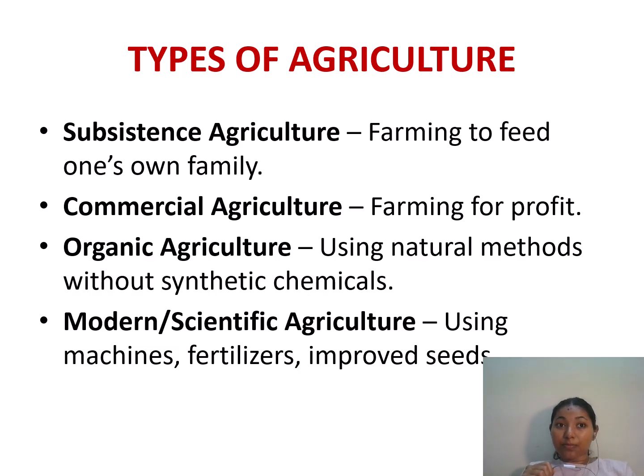Then modern scientific agriculture. What is it? Using of machines. What used to happen earlier? Farmers did all the labor work. So it takes a lot of time to produce a large amount of crop or anything we are producing. So that's why modern culture came. Machines came, fertilizer came, improved seeds came, so that we can get higher production in less time, like that.